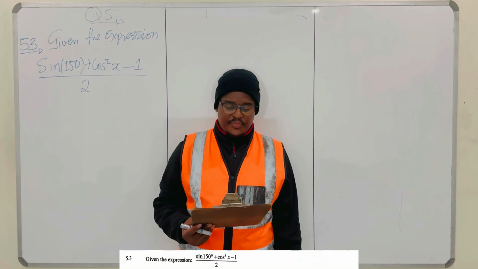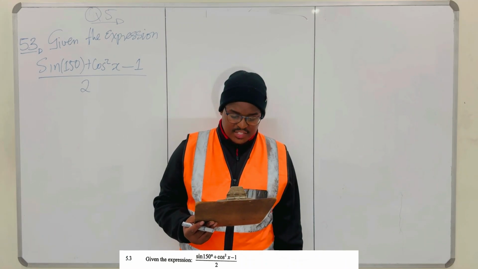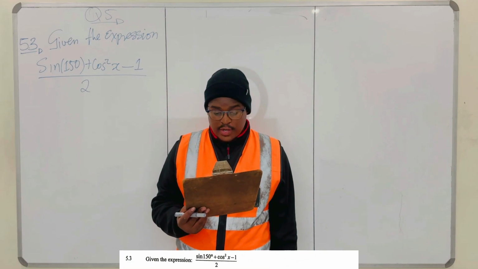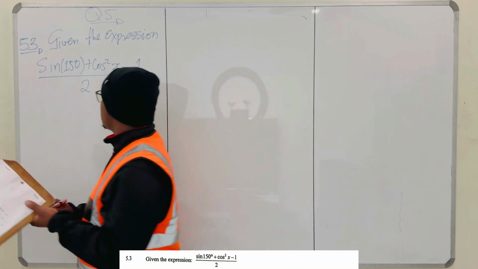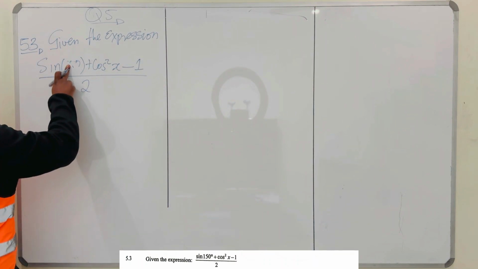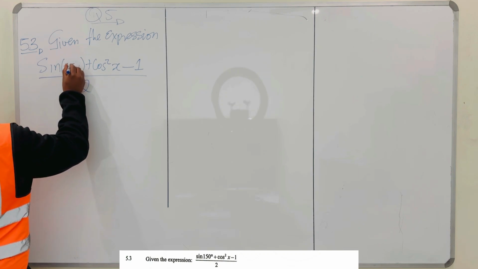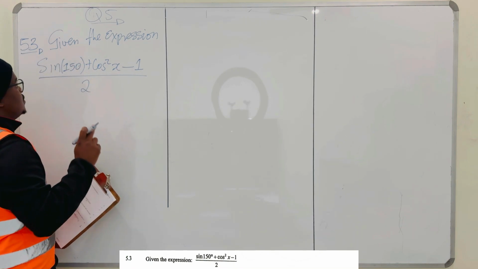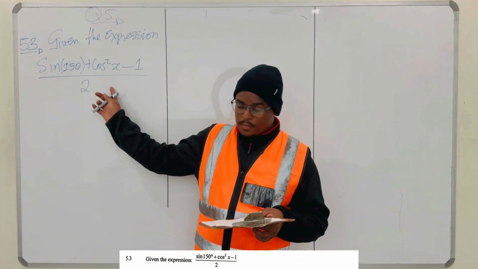Okay, so now we're doing 5.3. 5.3 reads as follows. Given the expression sine 150 degrees plus cos squared x minus 1, all over 2. So you're given this expression here, which is sine 150 degrees plus cos squared x minus 1 all over 2.